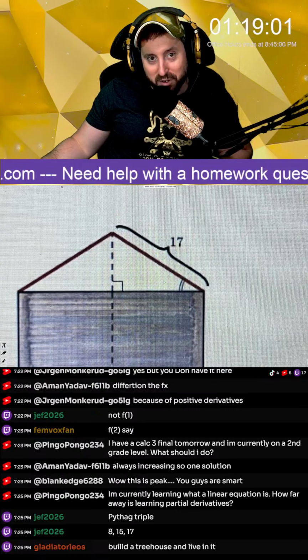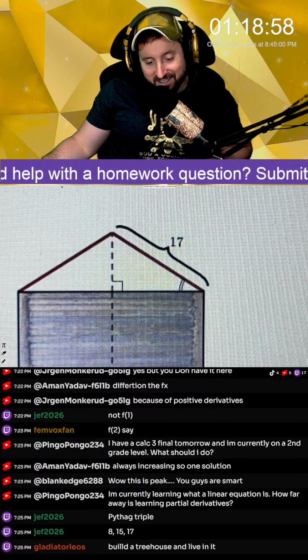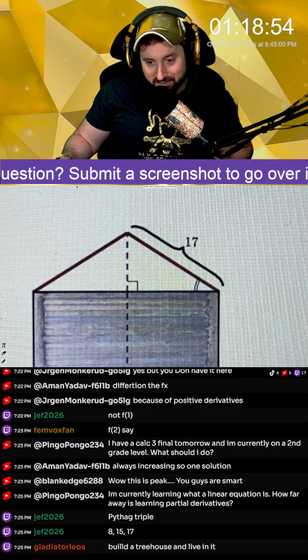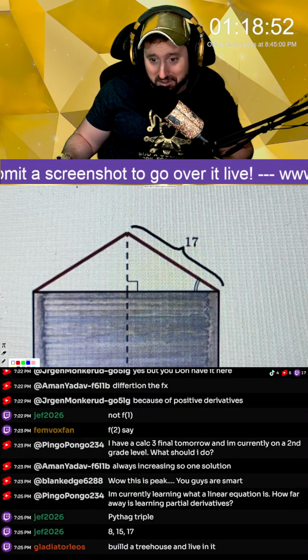Yes, everyone's saying build a treehouse and live in it. Yeah, good job. The government can't charge you property tax if you live in a treehouse. Maybe. I don't know. Probably, actually.